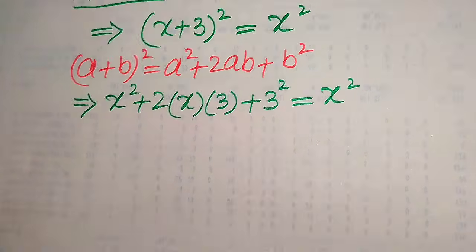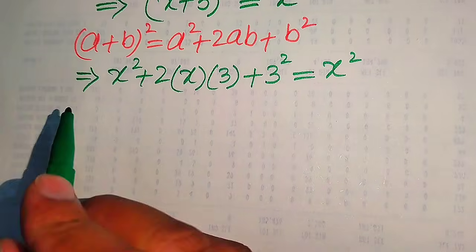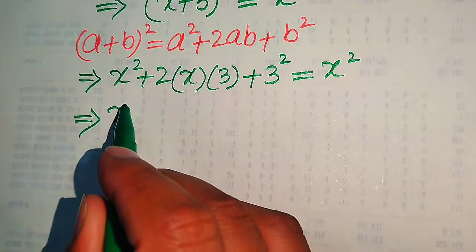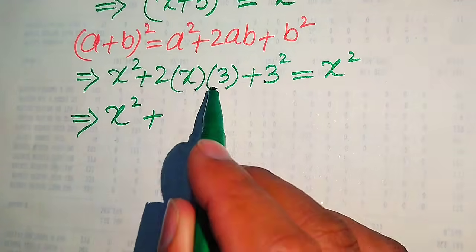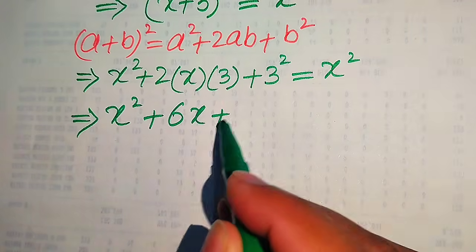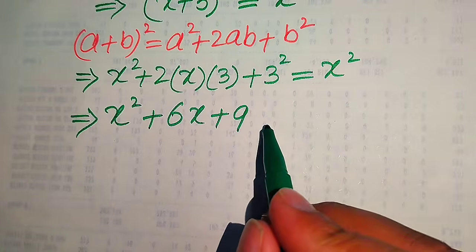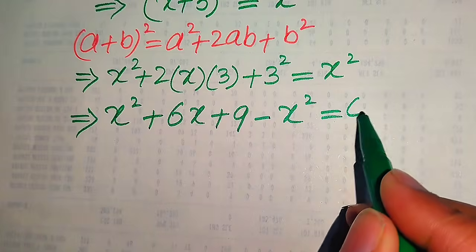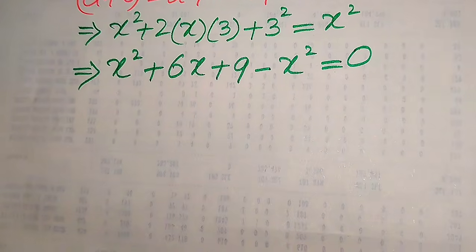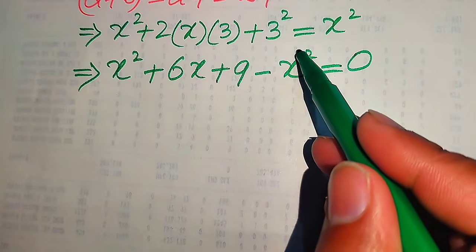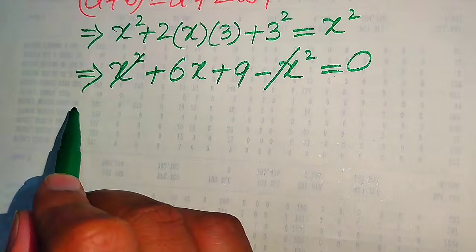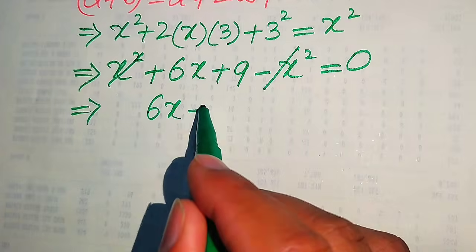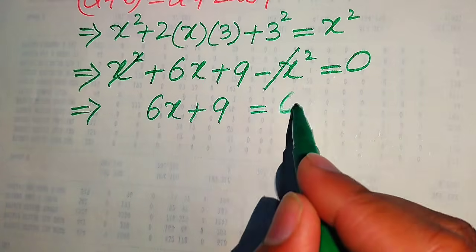And now in the next step we need more simplifications, and here we move this x square from the right hand side to the left hand side, and it becomes x square plus 2 times 3, which is 6x, plus 3 square, which is 9. When we move x square to the left hand side, it becomes minus x square, and this whole equation is equal to 0. And now you see this minus x square and this plus x square are cancelled out by each other, and we obtain 6x plus 9 is equal to 0.